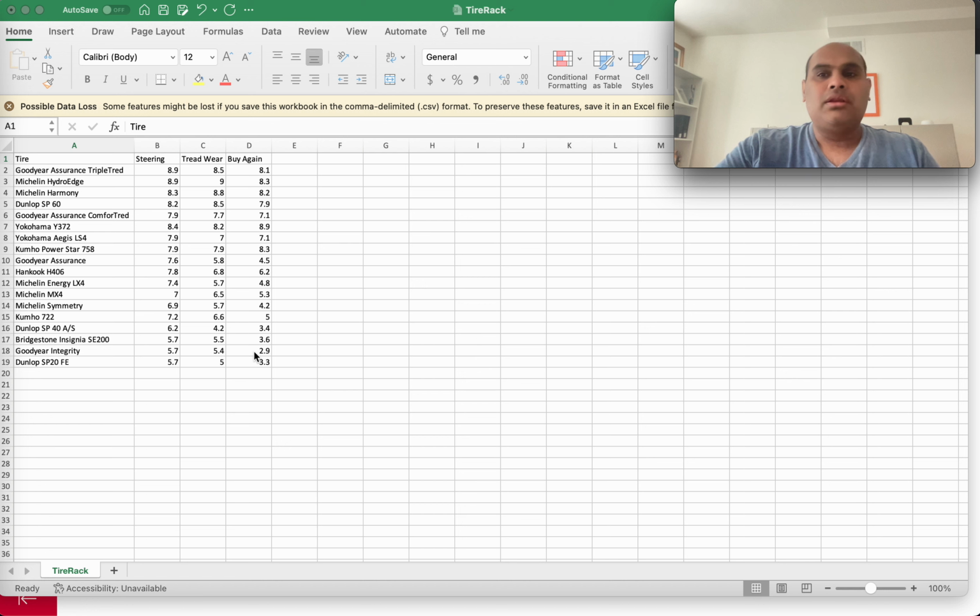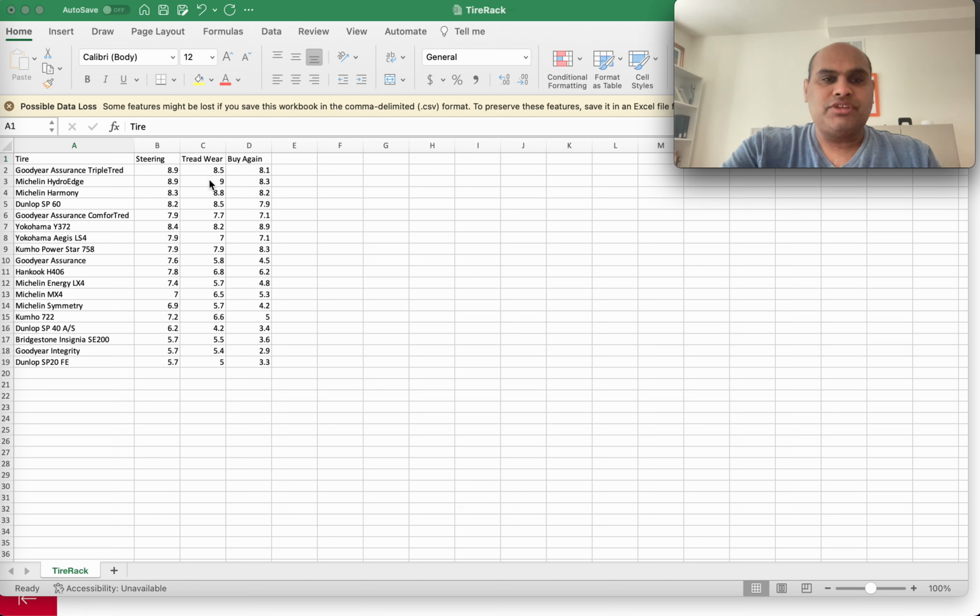At the same time, they took the tire and had professional testers test it and give it a rating on steering and tread wear. So how does the tread wear, how quickly does it wear off, and then also steering, how well does it steer.